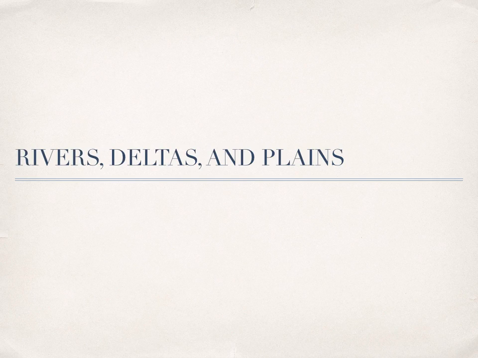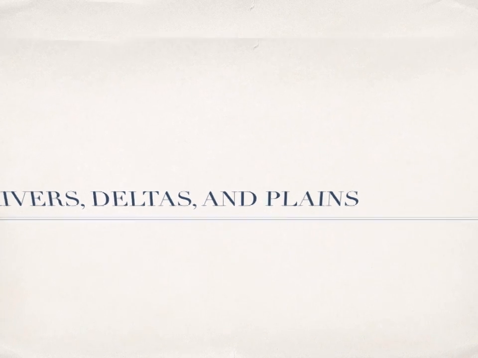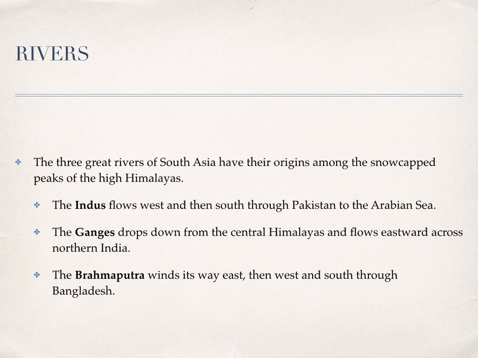Rivers, deltas, and plains. Rivers. There are three great rivers of South Asia, and they all have their origins among the snow-capped peaks of the high Himalayas. So where does that water in the rivers come from? It comes from the melting of the snow, obviously, in the Himalayas. Let's look at these three rivers.